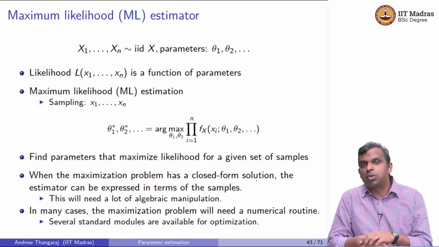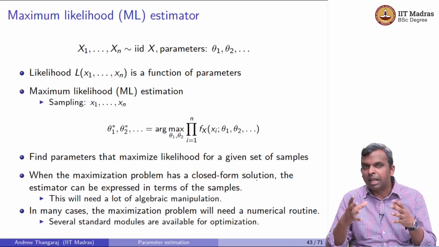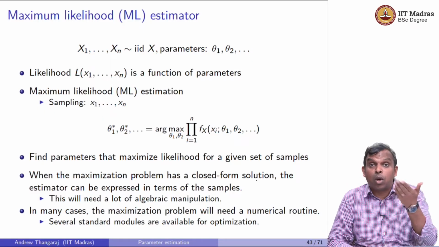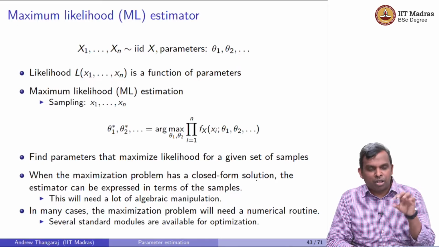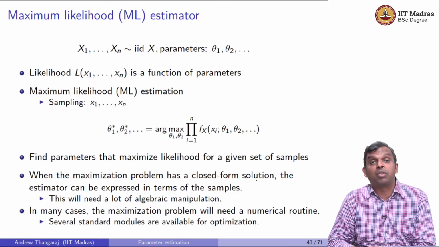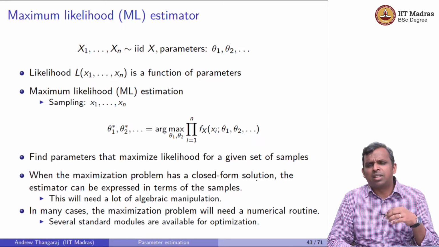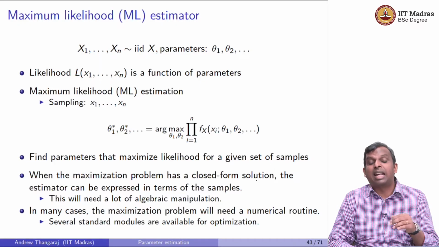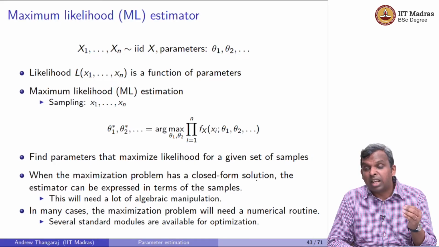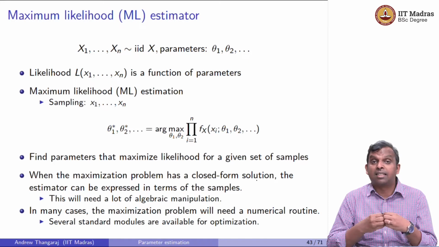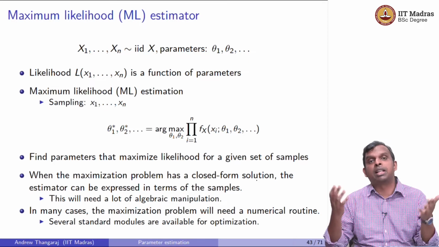So a closed form solution is when you can find the maximum explicitly. You can say for this function, the maximum occurs at this value. For instance, a quadratic function is a great example, right? Given a quadratic function, you know exactly the easy expression for where it will reach a maximum value. So that's a nice closed form solution. But real life, it turns out, is a little bit more complicated than that. For many distributions, you may not be able to exactly find nice closed form expressions for where the maximum will occur. So in those cases, you have to rely on a numerical routine.